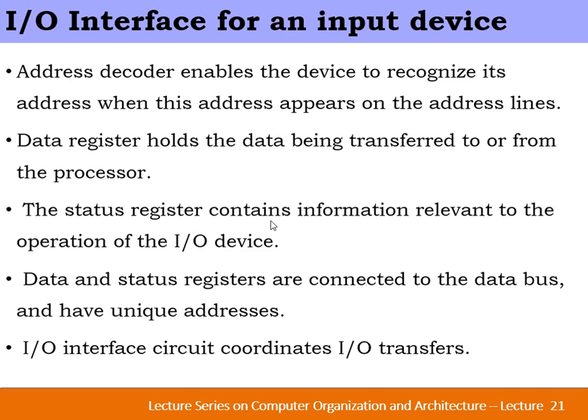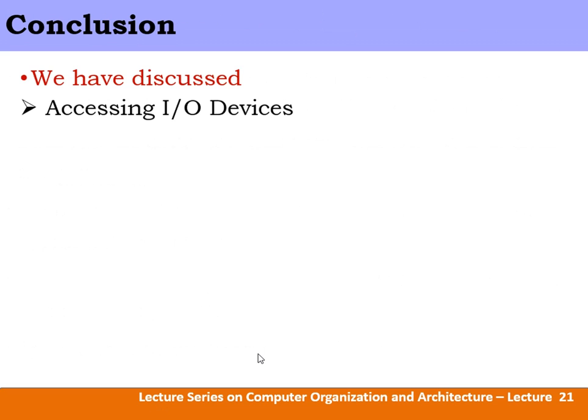The status register contains information relevant to the operation of the IO device. So it is going to hold the status information, whether to transfer the data or not to transfer the data, which is relevant to the operation side. The data and status registers are connected to the data bus and have a unique address. So here we have an IO interface circuit. The IO interface circuit coordinates the IO transfer.